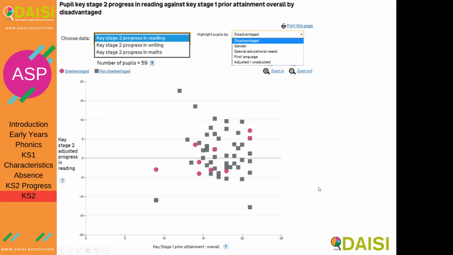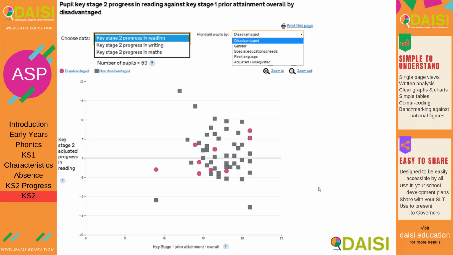If you click on any particular shape, you see what pupil is identified by that shape. However, if there are 2 shapes, one underneath the other, you will only see the information about the first pupil.